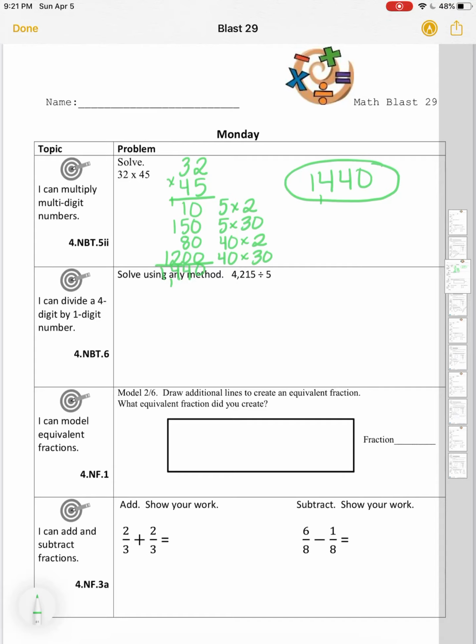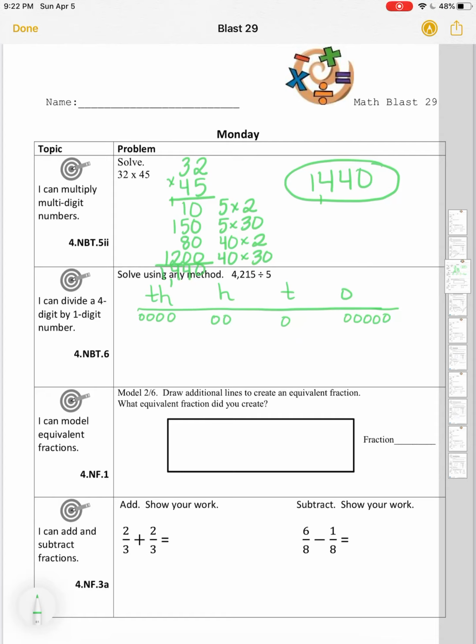Next, solve using any method. So here we're dividing a 4-digit by 1-digit number. I'm going to model 4,215 using a place value chart. So I have my ones, my tens, my hundreds, and my thousands place. And I'm going to put 4 discs in the thousands, 2 in the hundreds, 1 in the tens, and 5 in the ones.